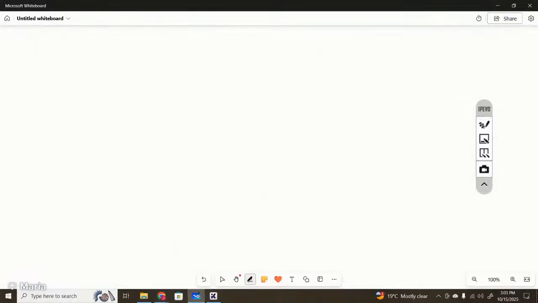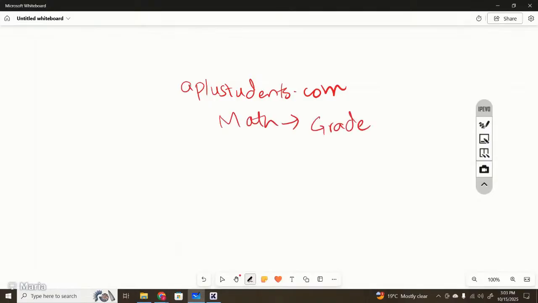You can find all the lessons on aplusstudents.com. You have to log in there using your email address and password as provided by the administrator. Then you have to select math from the subject tab, scroll down to grade 2 math, and then click on view all lessons. There you can find a list of the chapters. We're going to start with the chapter subtraction one digit.